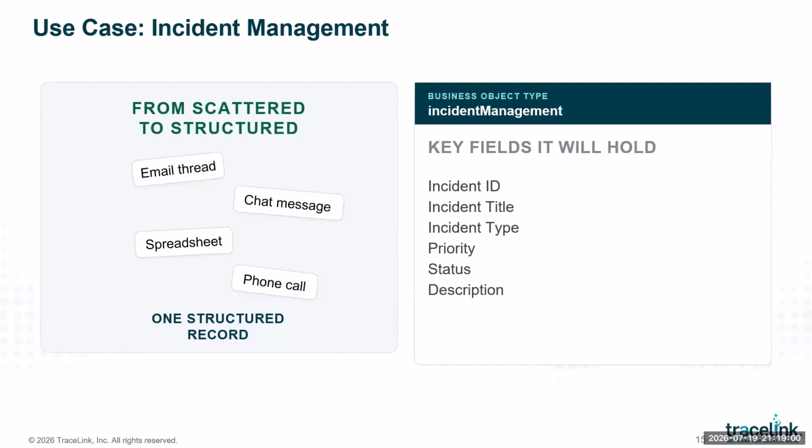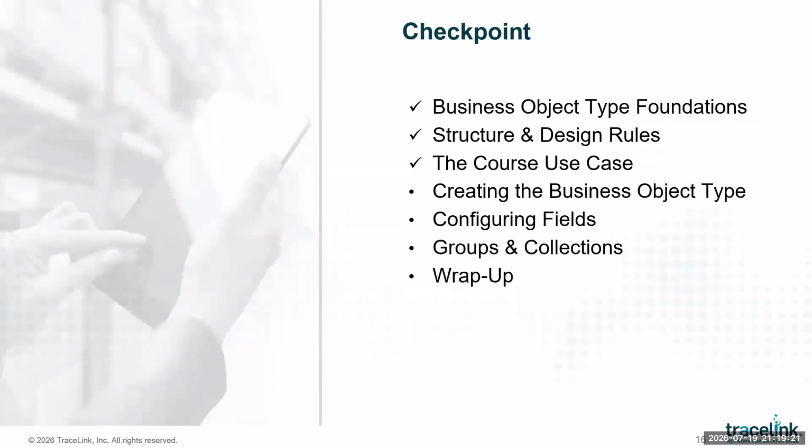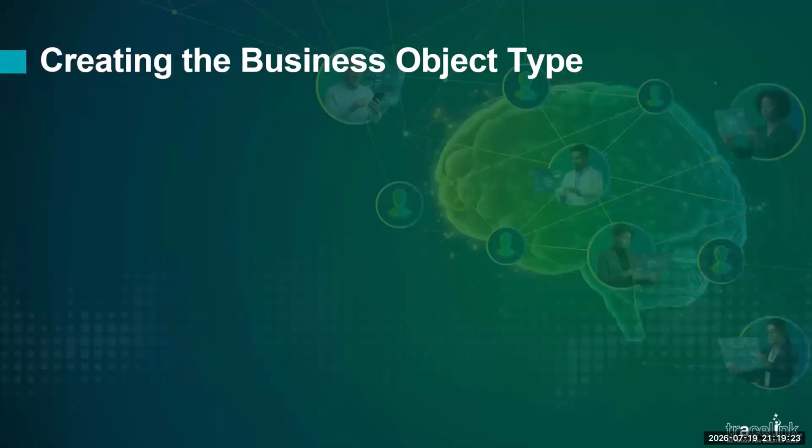An incident management business object type, created as a company sub on the work item base. It inherits everything the base already gives us, and then we extend it with the incident-specific details we need. Keep this picture in your mind, because we'll come back to it again and again. Now we're going to create the business object type.